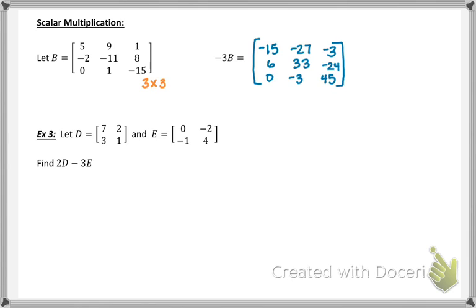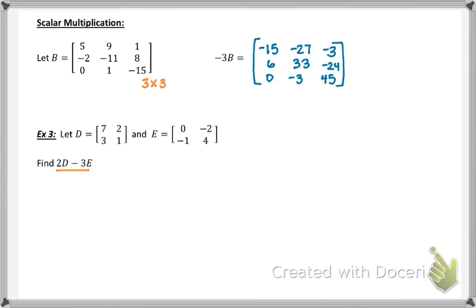In example 3 we have matrix D, a 2 by 2 matrix, 7, 2, 3, 1, and E is also another 2 by 2 matrix, 0, -2, -1, 4. And I want you to find the matrix after the following operations. So you're going to do 2 times matrix D minus 3 times matrix E. So pause the video again and see if you can do it, and then skip forward and check your answer, and if you got it right, you're good. And if you didn't get it right, then rewind and watch how I did it.